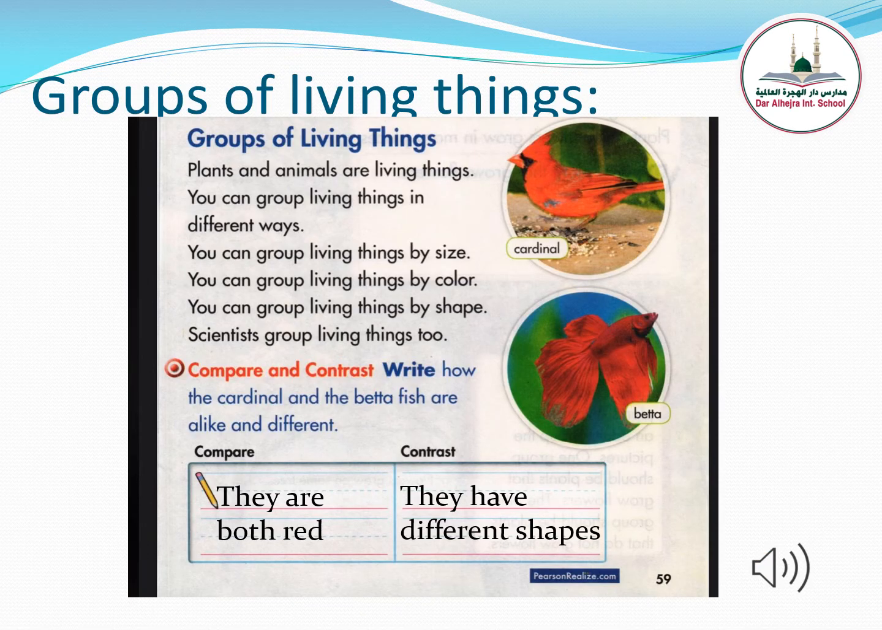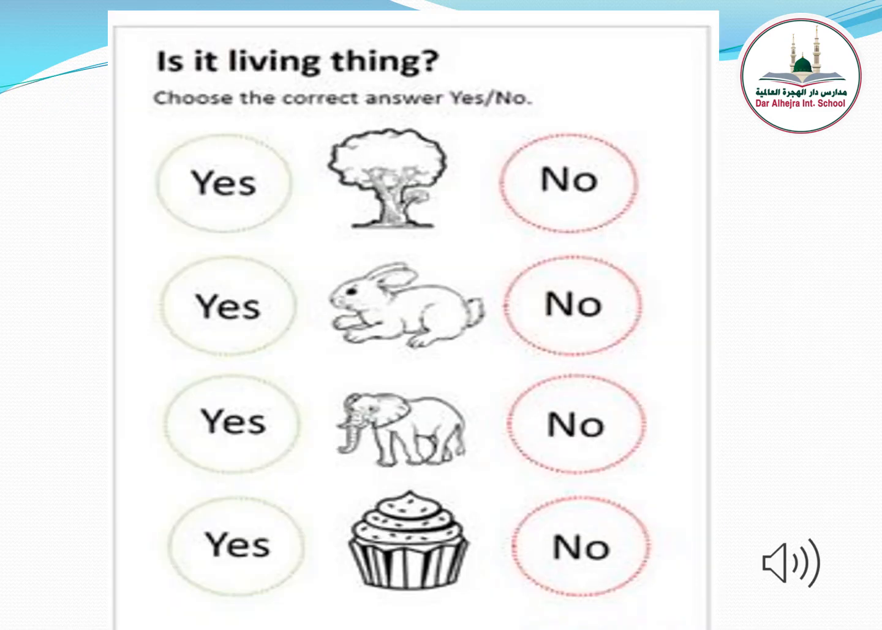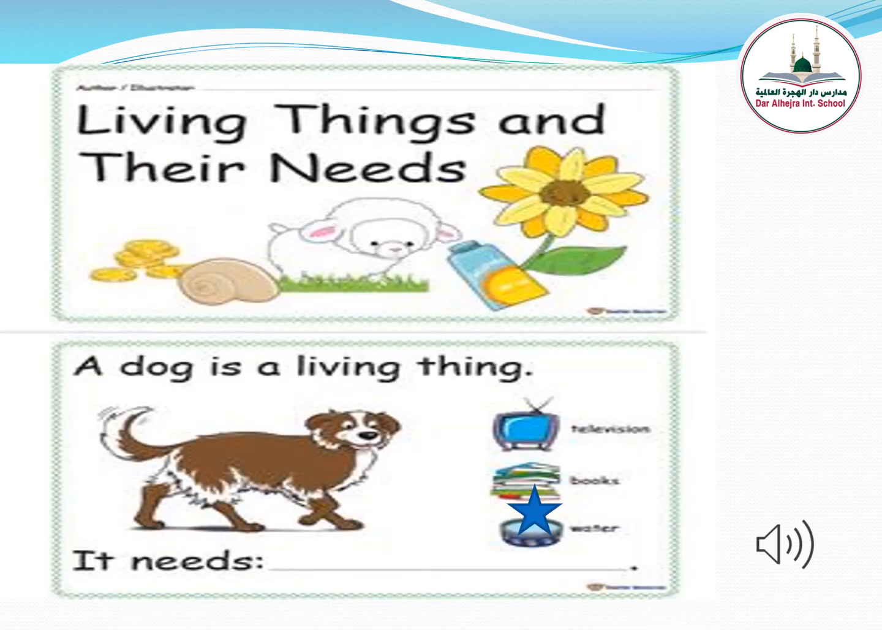How can we group living things? We can group the living things according to their size, shape, and color. This was the homework given to the students, asking them what are the living things from these pictures. And this too was homework given to the students, asking what does a dog need to live?